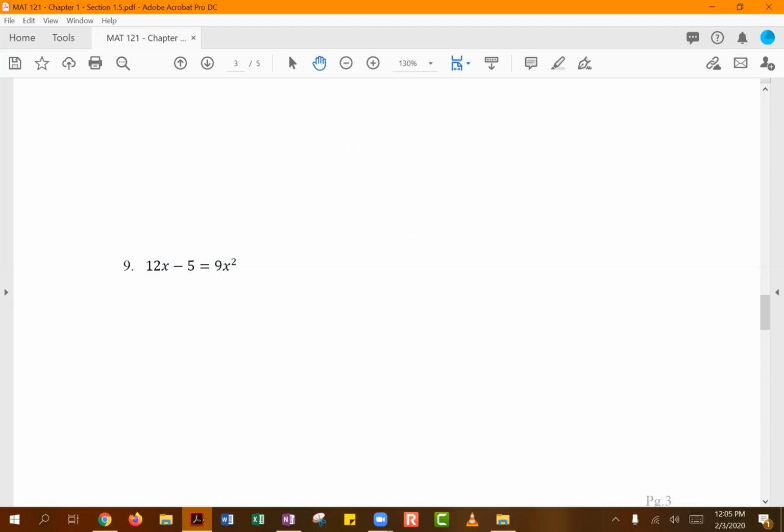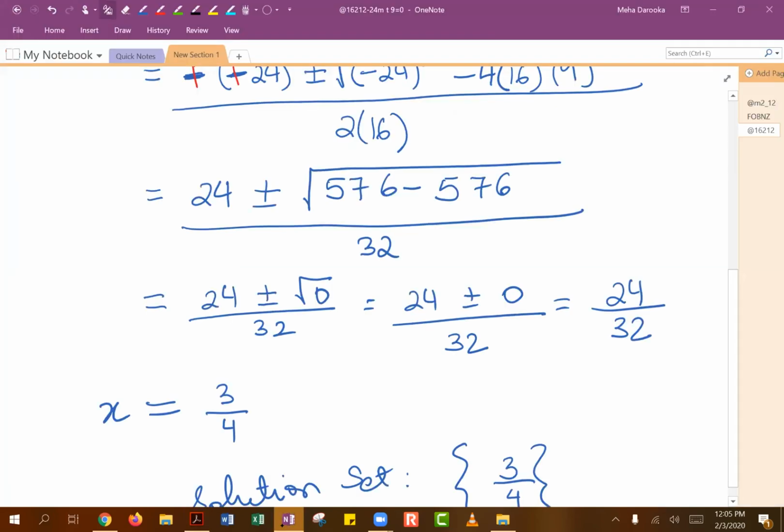So let's start by moving the 9x squared to the left-hand side. So that's 12x minus 5, minus 9x squared.